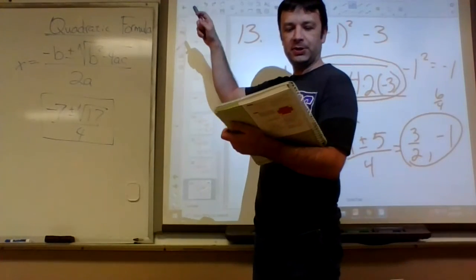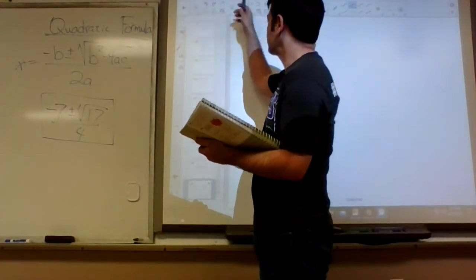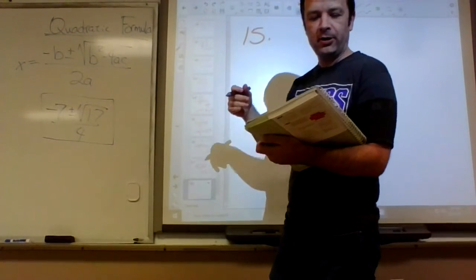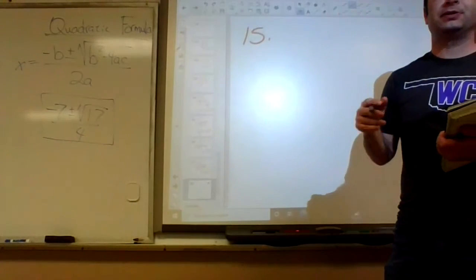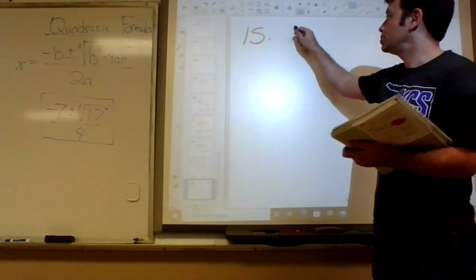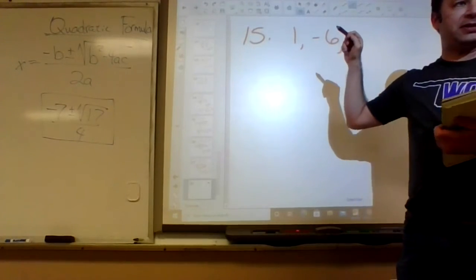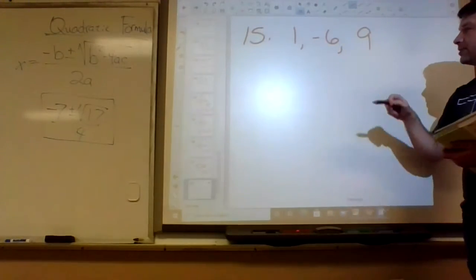We got to get to the hard ones. All right, number 15, and they're not really that hard. What's my a, b, and c on 15? 1, negative 6, and positive 9, because the 9 is on the wrong side.